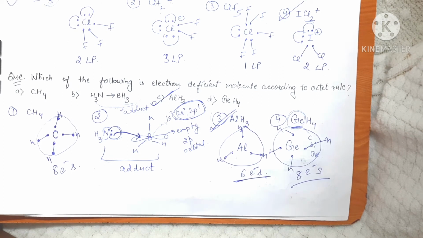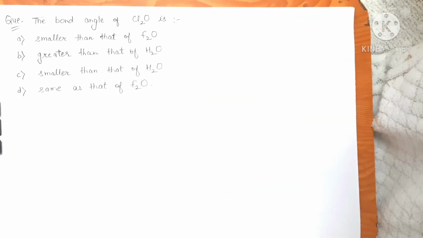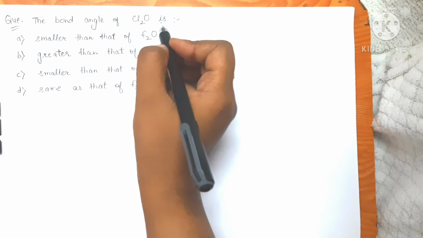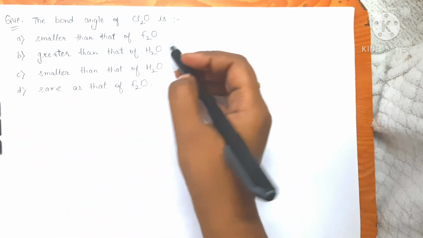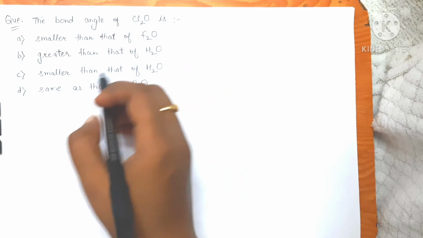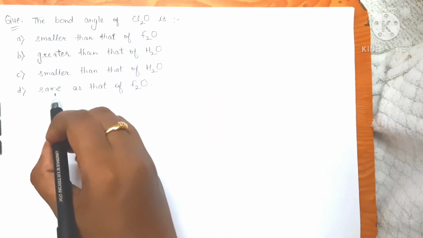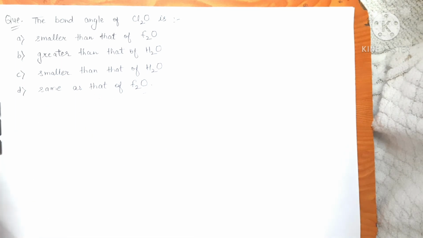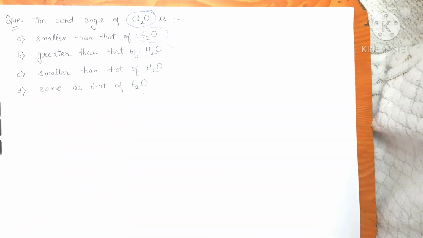So now we'll move on to the next question. The next question is: the bond angle of Cl2O is smaller than that of F2O, greater than that of H2O, smaller than that of H2O, or same as that of F2O. So basically we have to deal with 3 species here in this question, that is Cl2O, F2O and H2O. We are going to compare the bond angles of these 3 molecules, and after the comparison we can move on to finding the correct option, right?